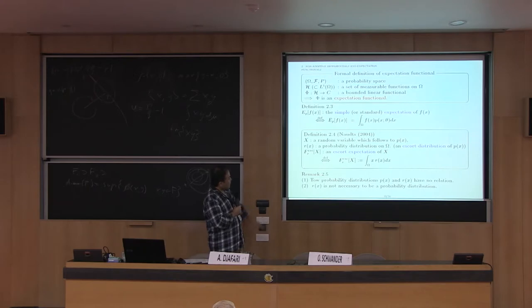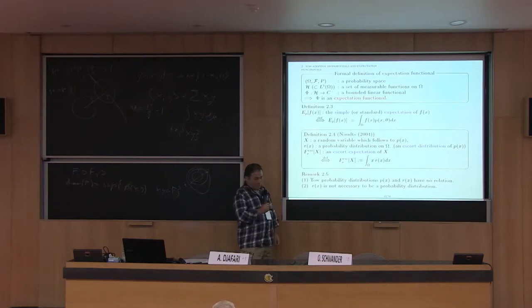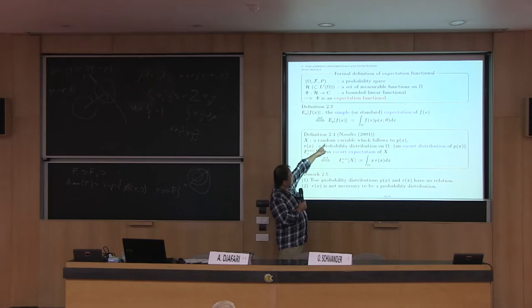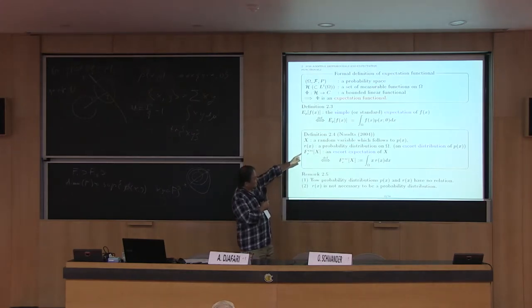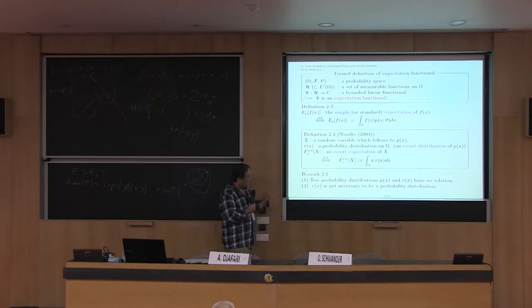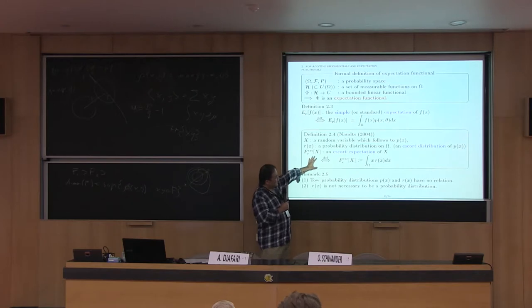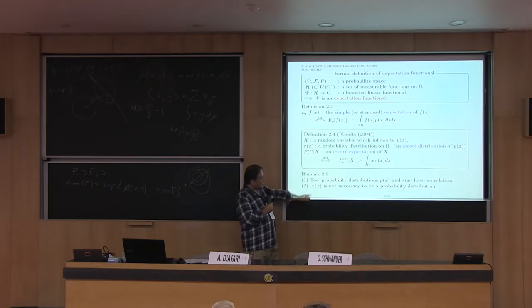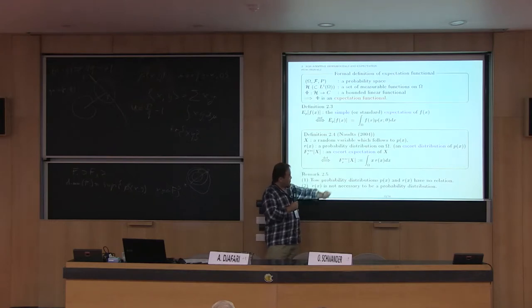So at first, let us give a formal definition of expectation. For a probability space, a bounded linear functional is called an expectation functional. If the function is just an identity function, then this is the standard expectation, or in this talk, we call it the simple expectation. On the other hand, escort expectation is introduced like this one.